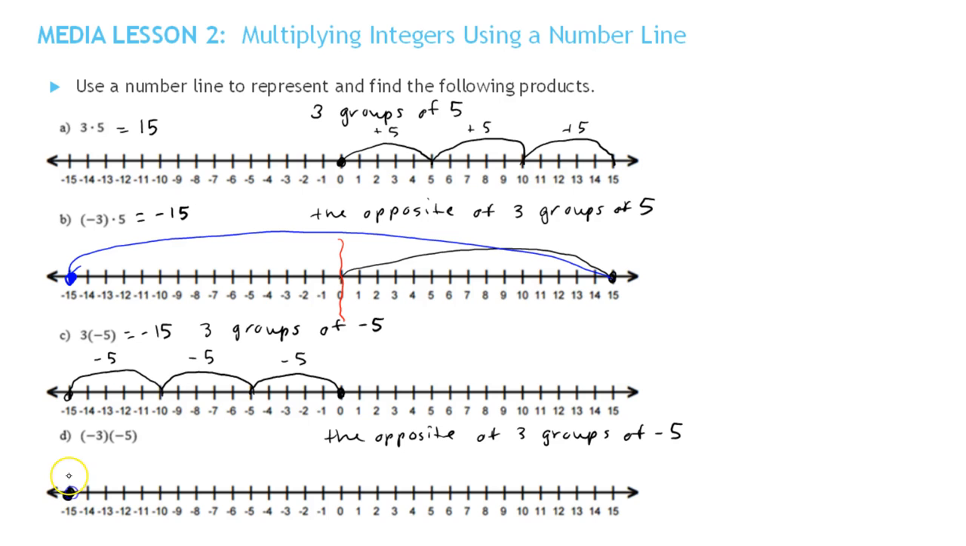So we're going to start here, draw a reflection line, and then take the opposite of negative 15, which brings us to positive 15. So negative 3 times negative 5 equals positive 15. And notice all of these results correspond with our previous results.